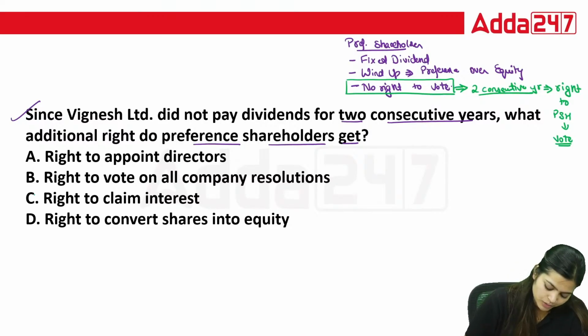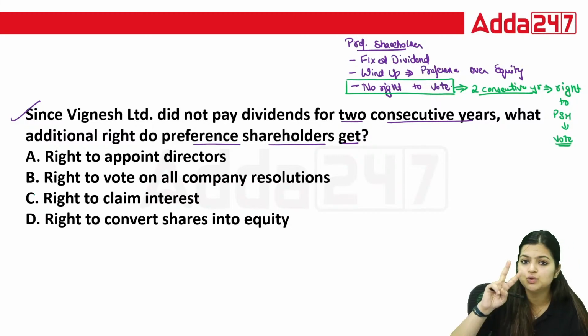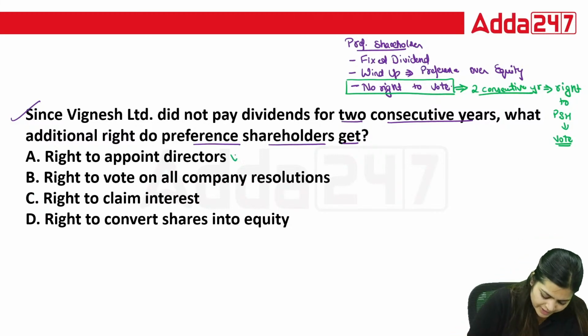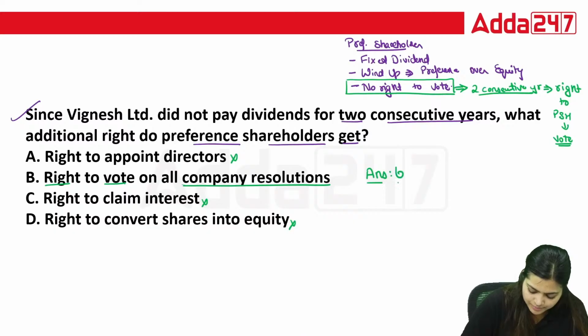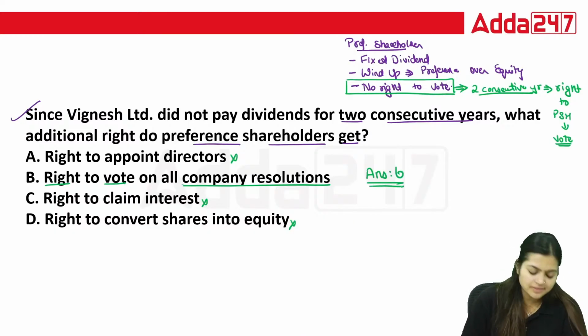When this company did not pay any dividends for 2 consecutive years, they are not receiving the right to appoint directors. Right to claim interest? No. Right to convert shares into equity? Answer is no. The correct answer is right to vote on all company resolutions. So here your correct answer is B.